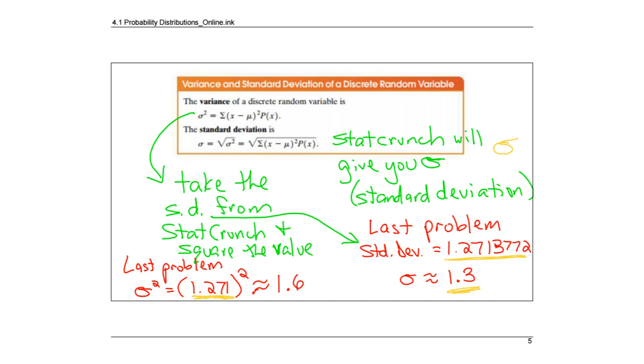So I would take 1.271, that's from my standard deviation that StatCrunch gave me. I would square that in my calculator, and that would give me the variance. And so the variance would be 1.6. So when we use Calculator Custom for these probability distributions, we are going to take the mean and the standard deviation right from StatCrunch. If they also ask for variance, we are going to just square the standard deviation.